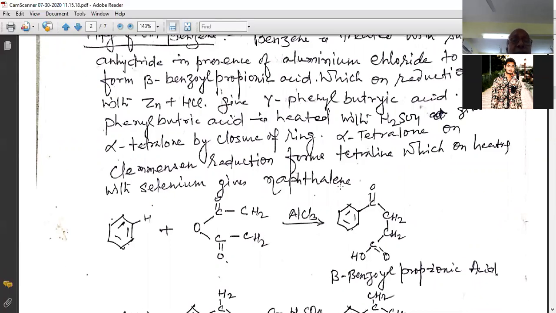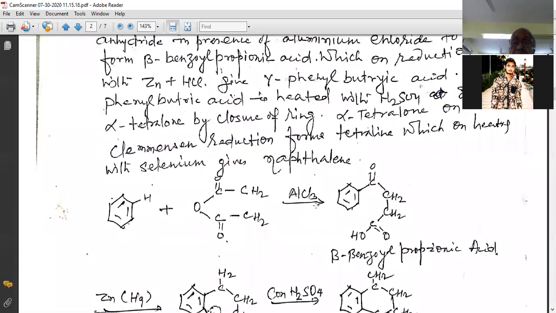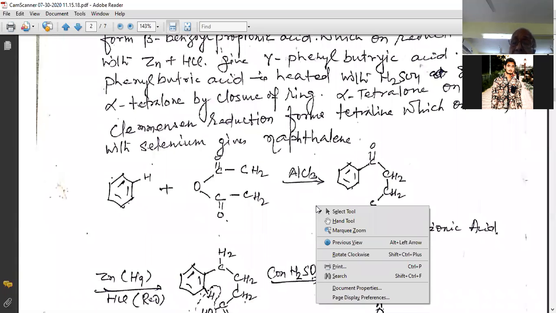And we can also manufacture naphthalene from benzene. Benzene is treated with succinic anhydride in the presence of aluminum chloride. You see the reactions just below. Benzene is treated with succinic anhydride and aluminum chloride, and it forms beta benzoyl propionic acid.